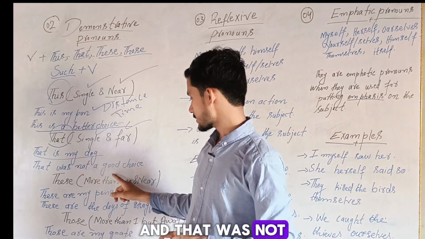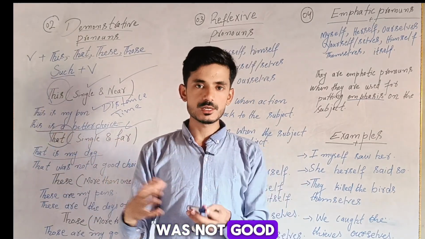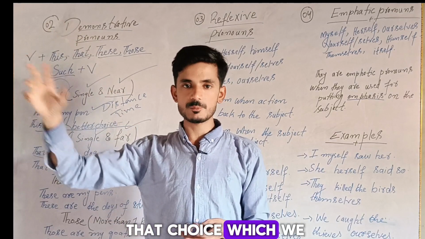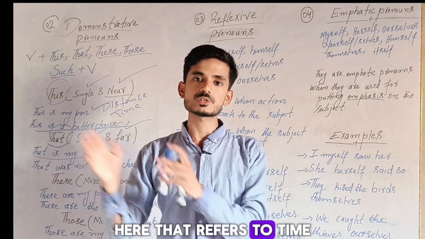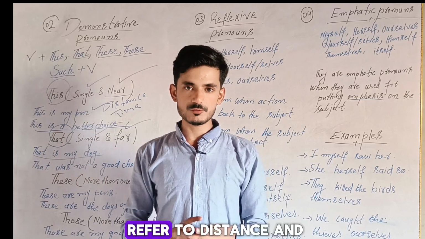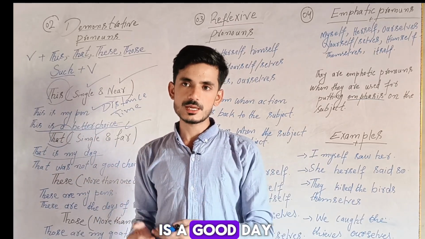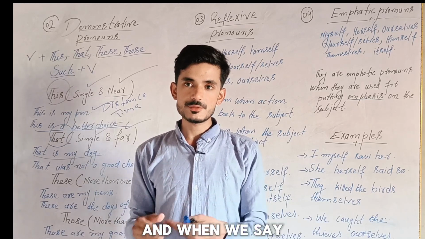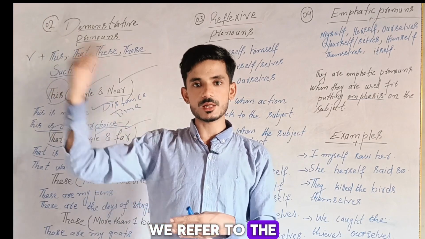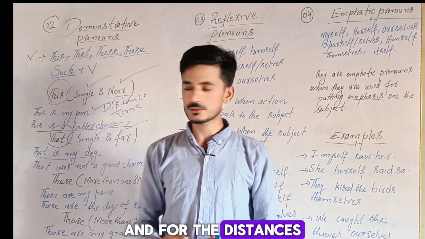And that was not a good choice. When we made a choice in the past which was not good, we refer back to that choice which we made in the past and say that was not a good choice. Here, that refers to time. So this and that can refer to distance and also time. When we say this is a good day, it means today, the present. And when we say that was not a good day, we refer to the past time. This and that can be used for time and for distances.